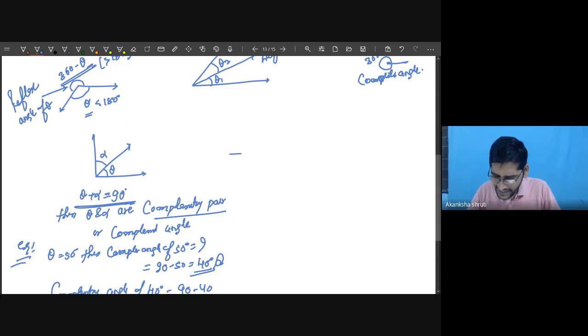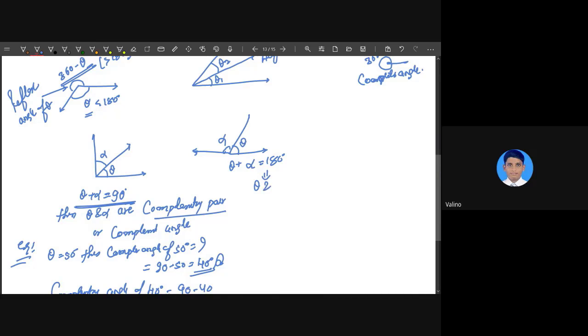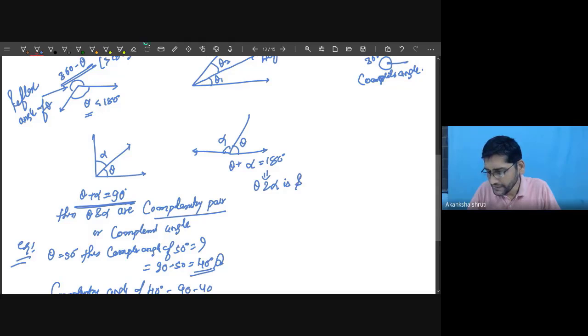It is also possible that we have two angles such that the sum of the two angles is 180 degrees. We may call these theta and alpha supplementary angles. So if theta plus alpha is 180 degrees, then it is a supplementary angle pair. And this angle of 180 degrees is what? A straight angle. So sometimes this becomes a straight line.